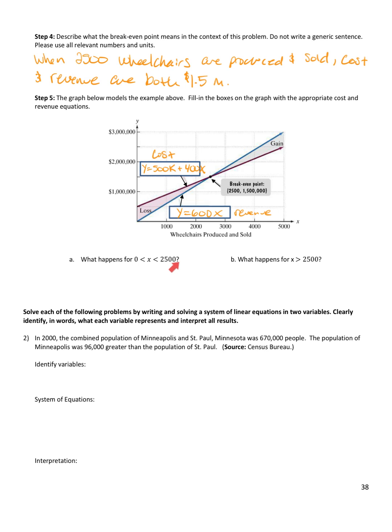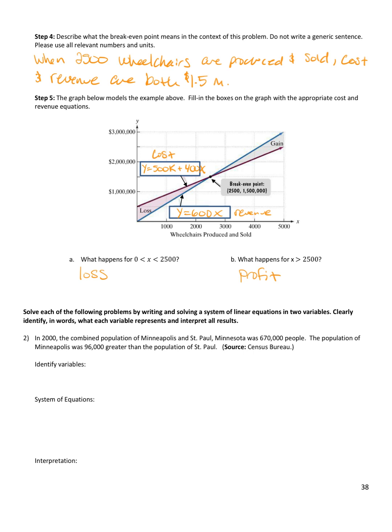So what happens for x's between 0 and 2,500? We have loss. And when x is bigger than 2,500, we have profit, because our revenue line is greater than our cost line.